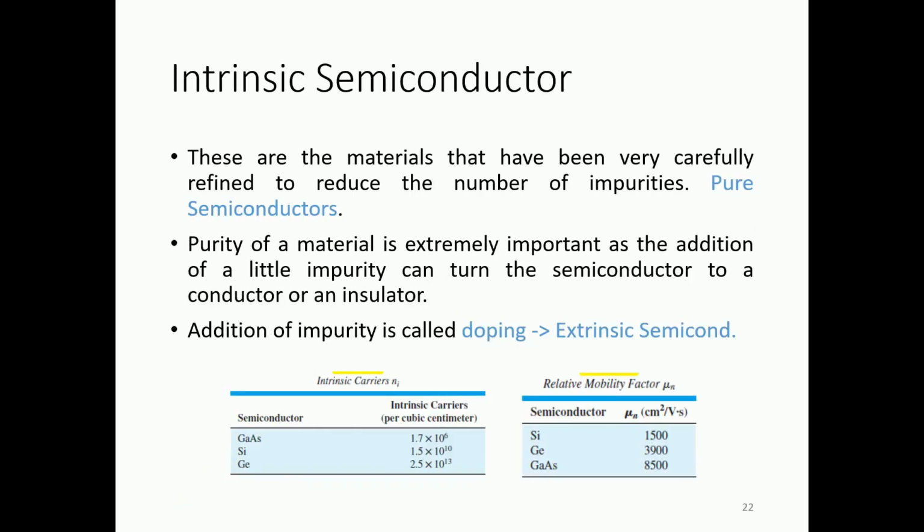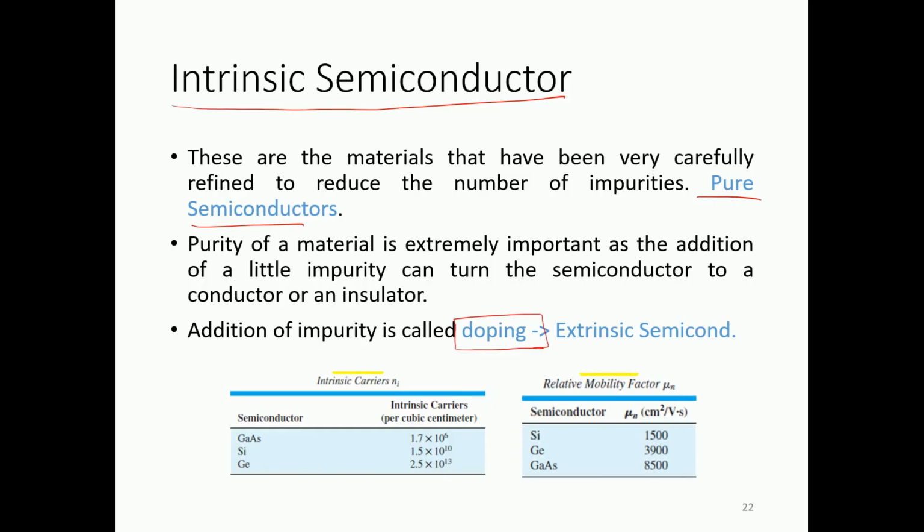Finally, we talk about something known as intrinsic and extrinsic semiconductors. Whenever we talk about a pure semiconductor material, we say that it is an intrinsic material, which means that it hasn't been affected, its crystalline structure is pure, and there is no impurity added. When we talk about impurity, we use the term doping.